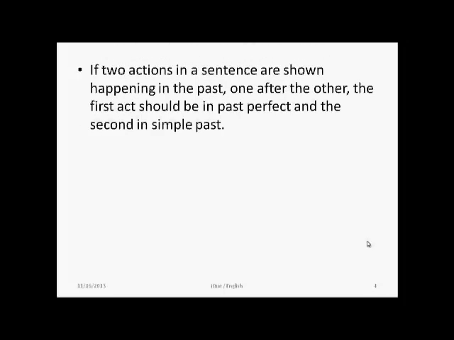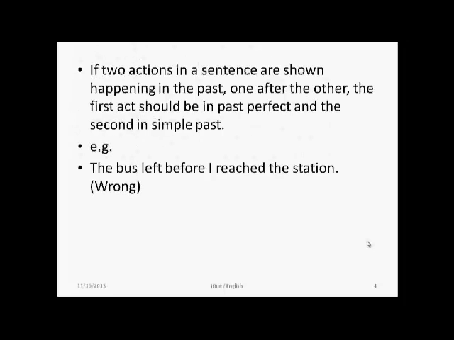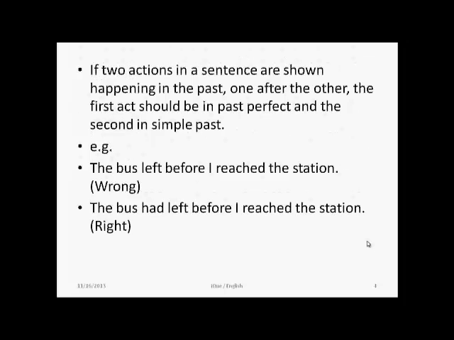If two actions in a sentence are shown happening in the past, one after the other, then the first act should be in past perfect and the second in simple past. So, for example, we do not say, the bus left before I reached the station. The correct way to write this would be, the bus had left before I reached the station. The first action is the bus leaving, so it is in the past perfect form, had left. The second action is me reaching the station, so we use the simple past form, reached.